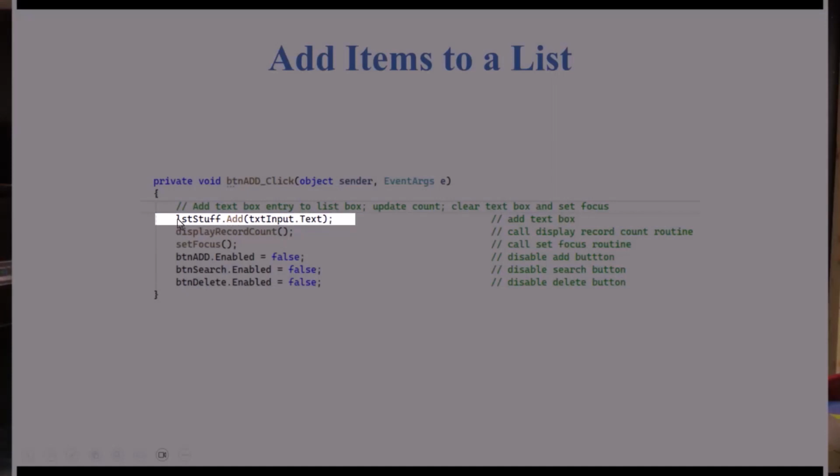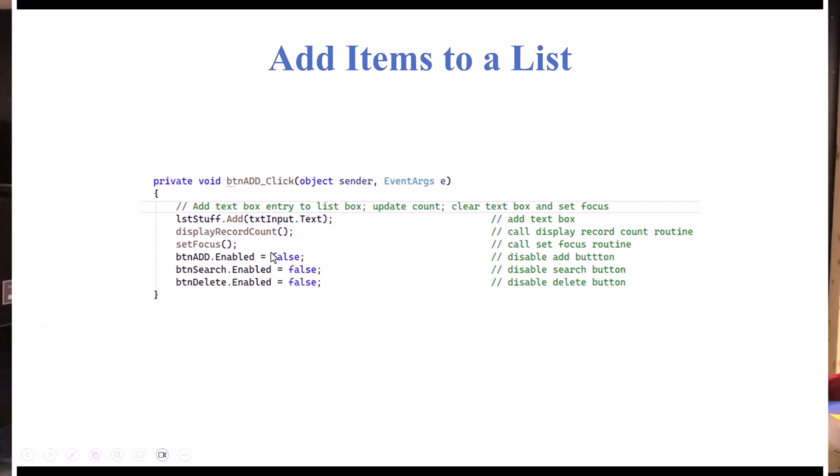In our anything database, we have that same thing right here. We're actually taking ls stuff, which is what the list is called, .add, and then we're taking a text box and putting it right in there. We're doing a lot of other things too. We're displaying the count, setting focus, turning buttons on and off, which is part of what you would do for an application. But primarily, this first line right here is how you add an item to the list.